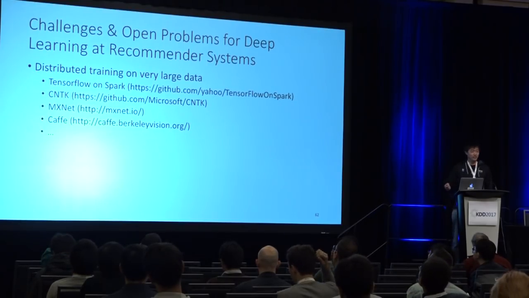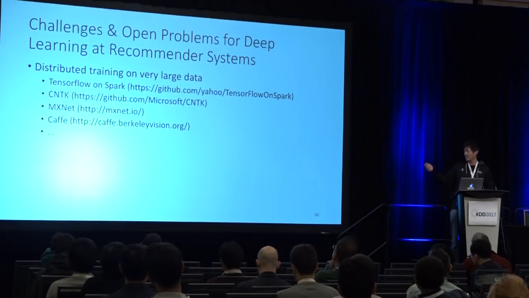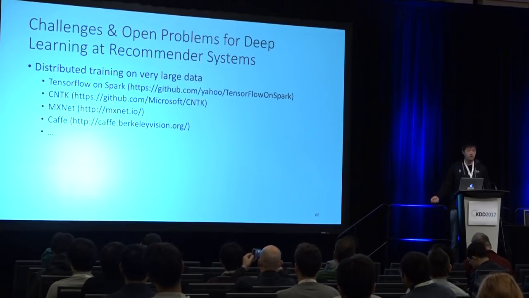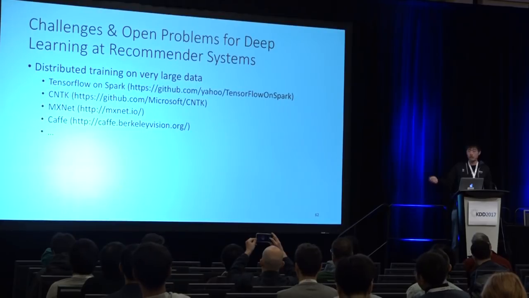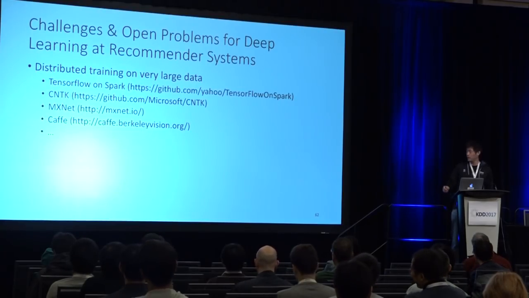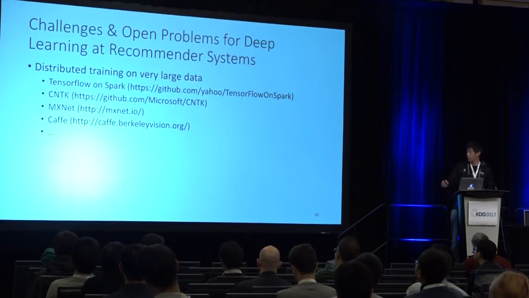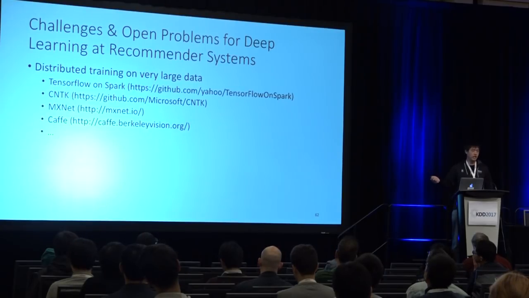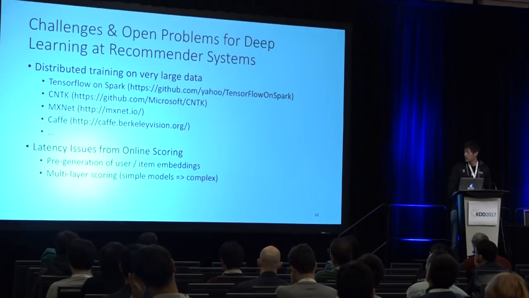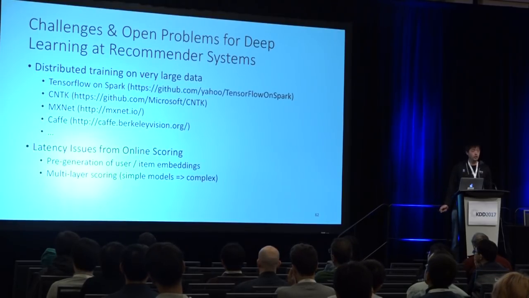I'm not going to take the time to evaluate because there are tons of folks that have already done so, and you can feel free to take a look on their websites, and there are tons of papers evaluating the approaches. We have found that TensorFlow and CNTK, which is what we usually use, generally work very well. There are also latency issues from online scoring that people generally worry about.